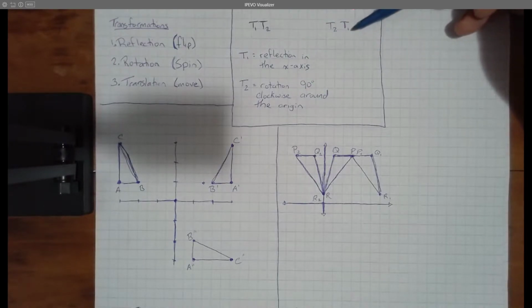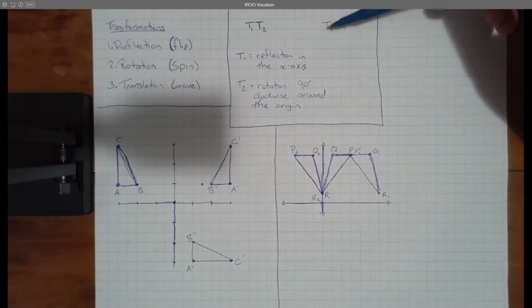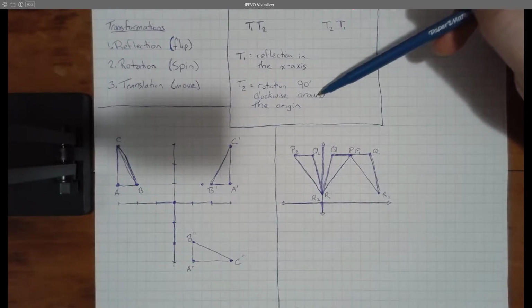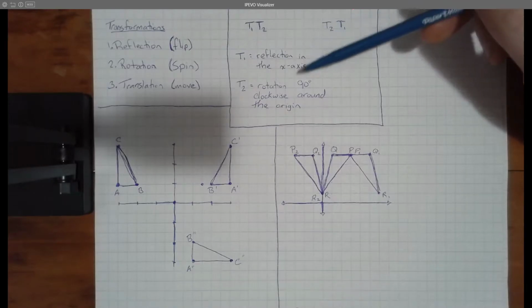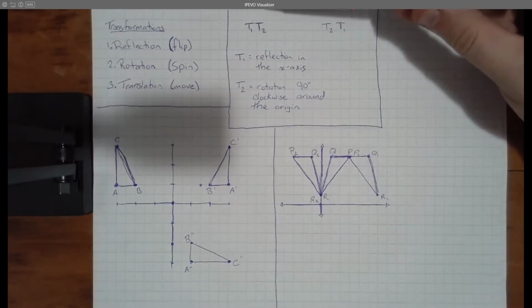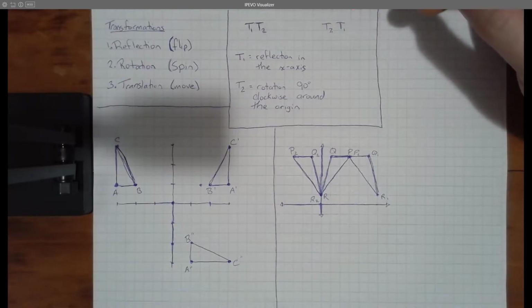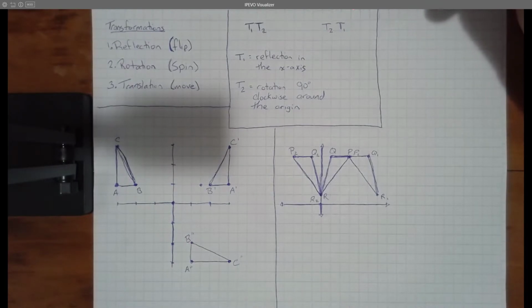In this example, we're reversing that. In other words, the object that we have, we're going to first rotate 90 degrees clockwise around the origin and then reflect that rotated object in the x-axis. So it's important for us to look at the order that we are doing transformations in when we have multiple different types of transformations.